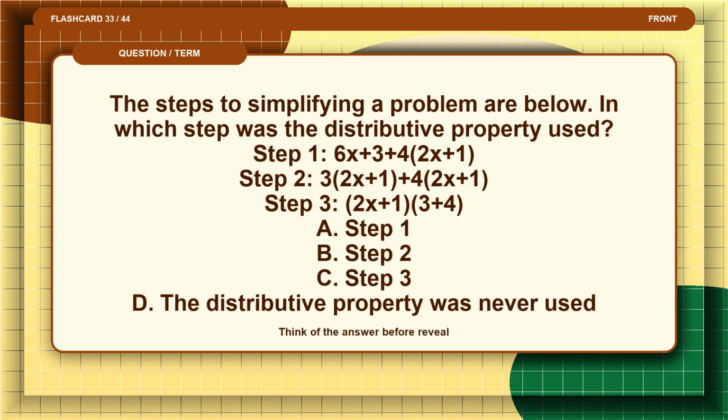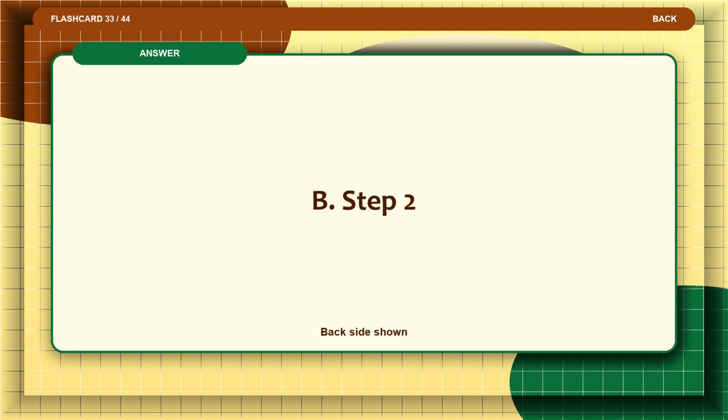Flashcard 33. The steps to simplifying a problem are below. In which step was the distributive property used? Step 1: 6x + 3 + 4(2x + 1). Step 2: 3(2x + 1) + 4(2x + 1). Step 3: (2x + 1)(3 + 4). A. Step 1, B. Step 2, C. Step 3, D. The distributive property was never used. Think of the answer before the reveal. The answer is B. Step 2.